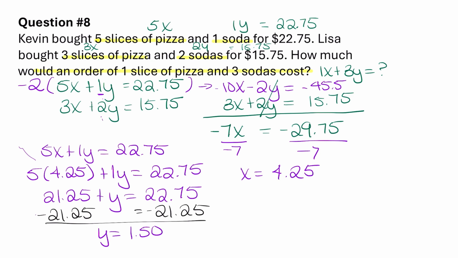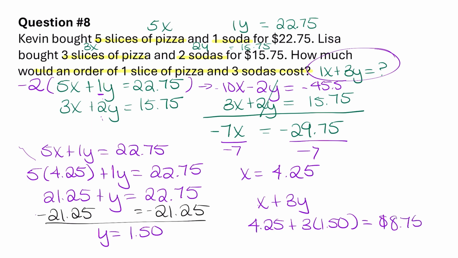But remember, that's not my final answer because it wants me to find 1x plus 3y. So I need to do x plus 3y. So I'm going to take what I found and plug it in. So I have 425 plus 3 times 150. And when I do that, 425 plus 3 times 150, that gives me 875. Okay, and that is the final answer that it's looking for in this problem.